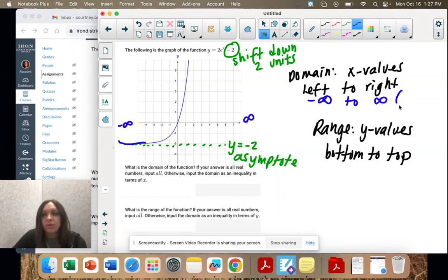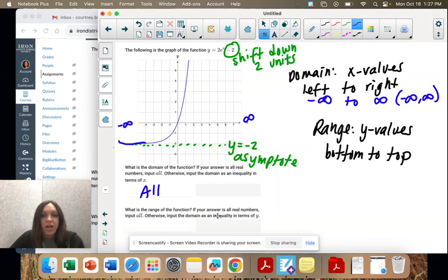So normally we would write that in interval notation. But if your answer is all real numbers, negative infinity to infinity is every number, then we're actually going to type "all" in there.